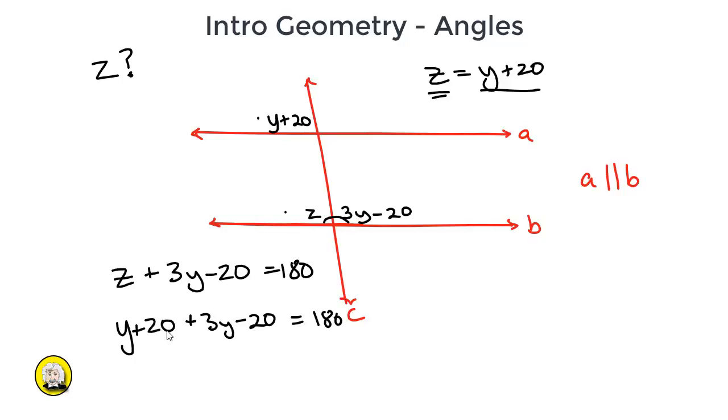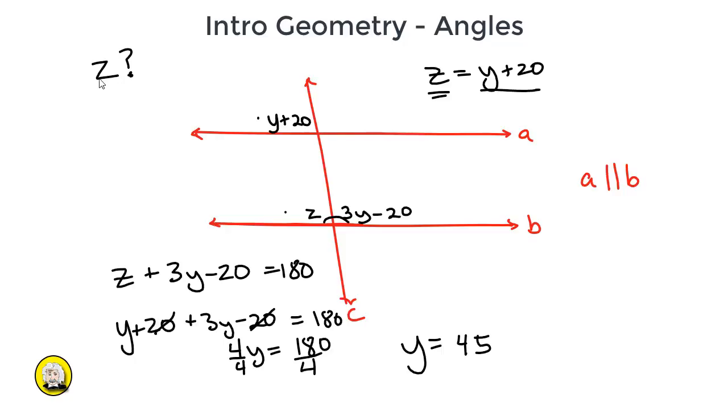So combine like terms. The 20 cancels with the 20. 3y plus y is 4y equals 180. Divide both sides by 4, and I will see that y equals 180 divided by 4, or 45 degrees.